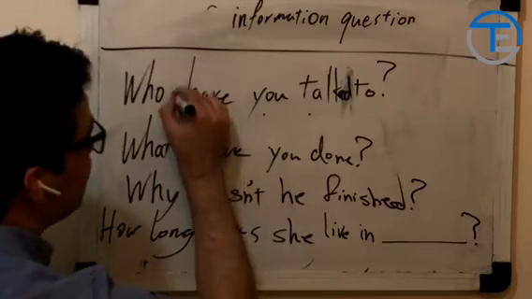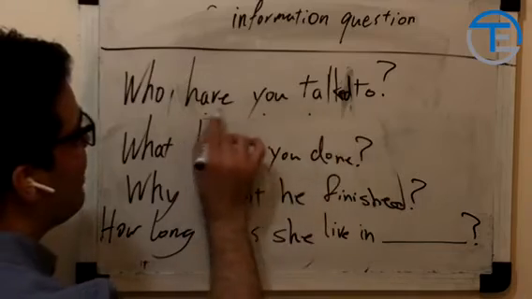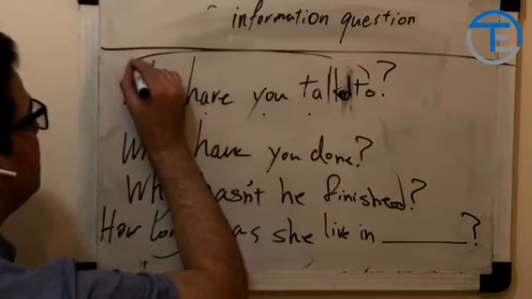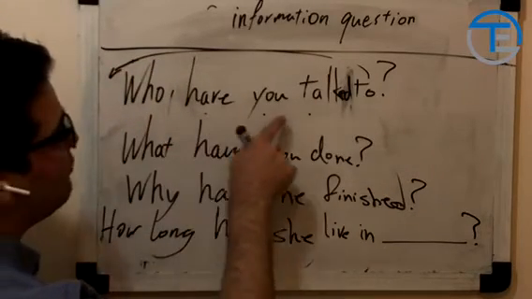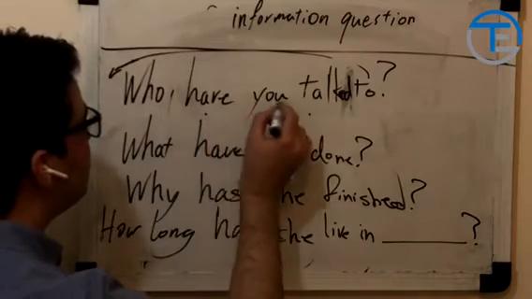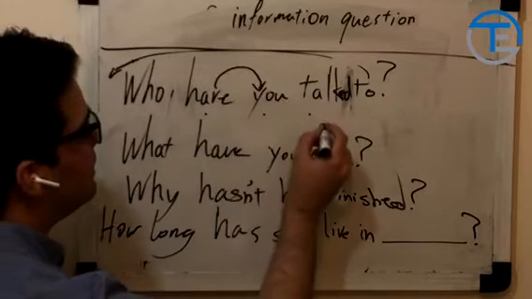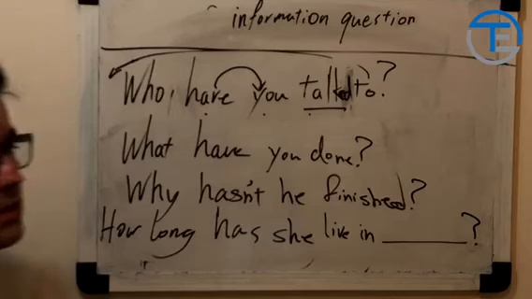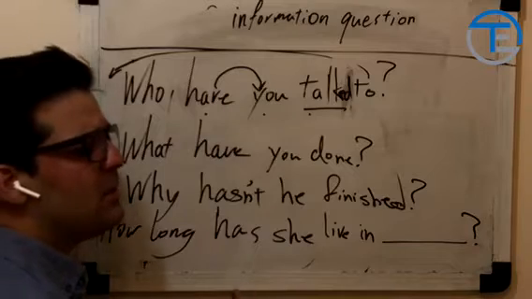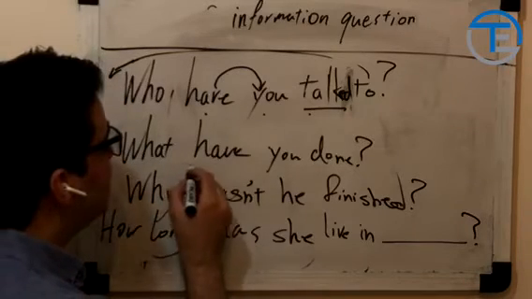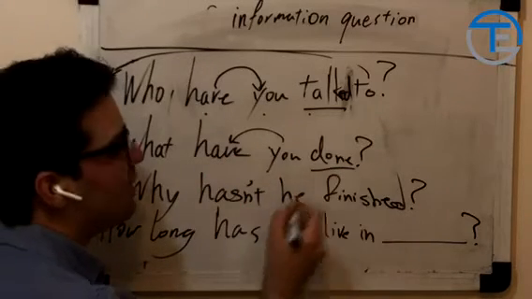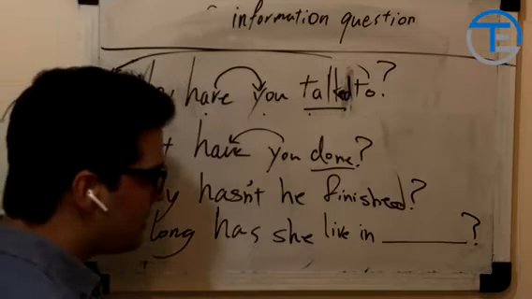Who have, and now here we have a yes/no question. Have you talked to, or to whom? You can bring to here. To whom have you talked? Okay? So you have, because of you. The past participle is talked. When you want to know information about something, because we have what, have you, because of you, have, we have done, that is the past participle.